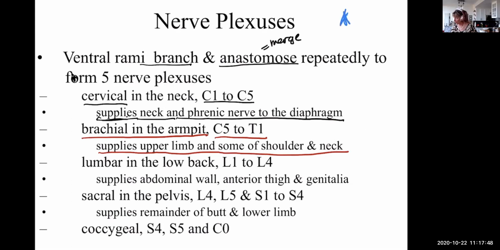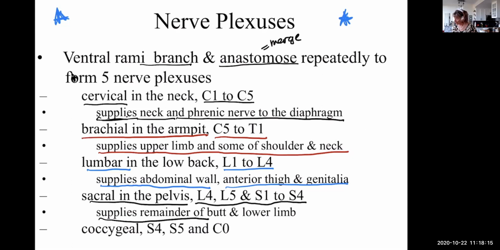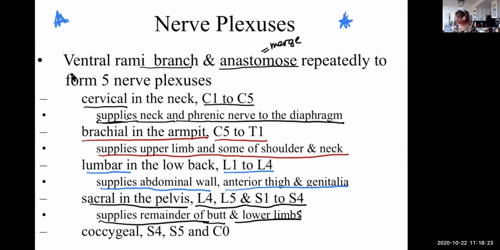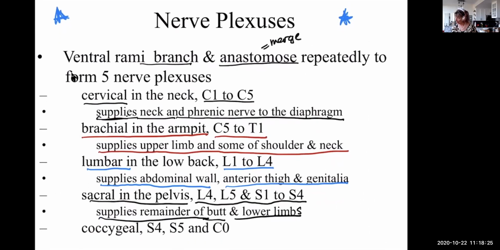So put a big star on this slide. The lumbar plexus in the lower back, L1 to L4, supplies or innervates the abdominal wall, the anterior thigh and genitalia. The sacral plexus in the pelvis originates from L4, L5, S1 to S4, supplies the remainder of the butt, the glutes, and the lower limbs. And the coccygeal also innervates the lower limbs.